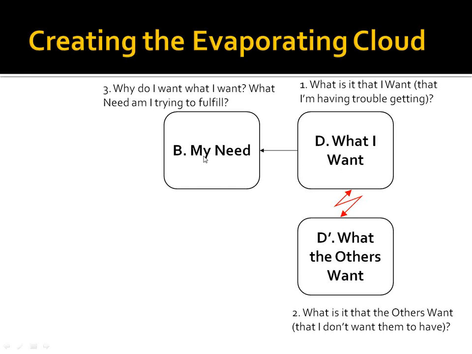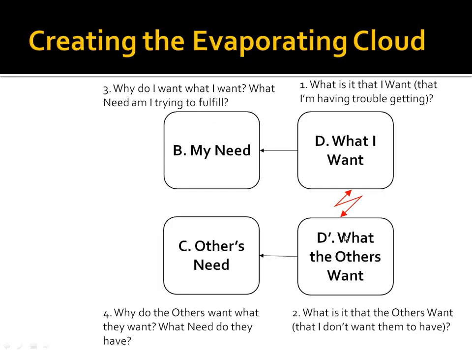Then, what need am I trying to meet by taking this action? So why is it that I feel the need to do this thing? Why do I want what I want? What need am I trying to fulfill? And that's what we put in this box here. Then we move on to the other side and what the other person needs. So why do the others want what they want? What need do they have? What need are they trying to meet by taking this action?